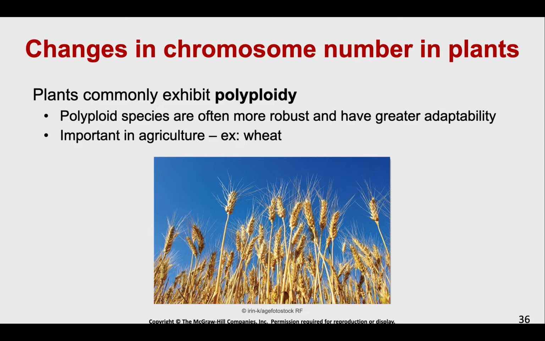Now, if we're talking about plants, changes in chromosome number is actually pretty common. It is common for plants to exhibit polyploidy. They're often more robust and have a greater adaptability. It lets them be more flexible to the environments that they're in and adapt to new conditions. That can be important in agriculture.